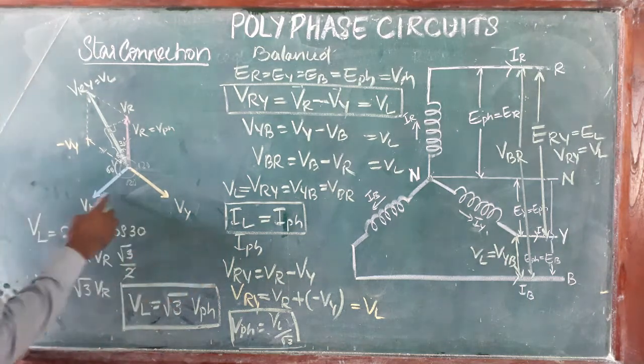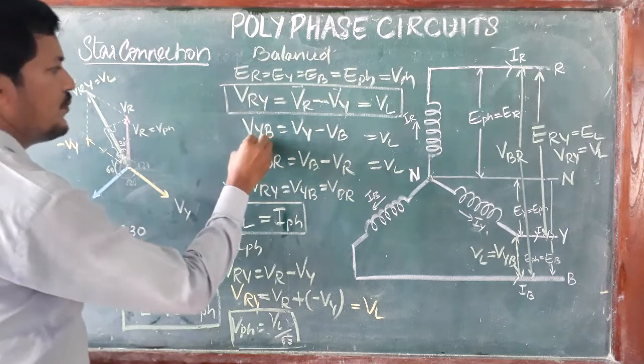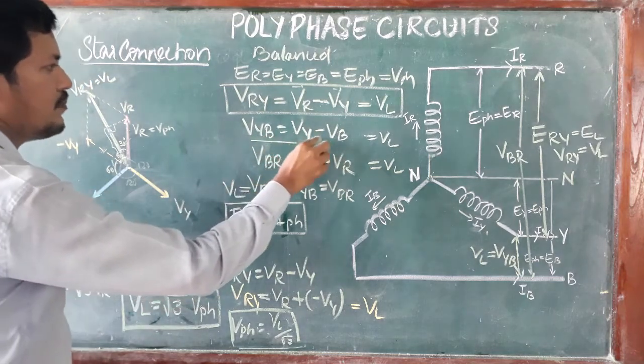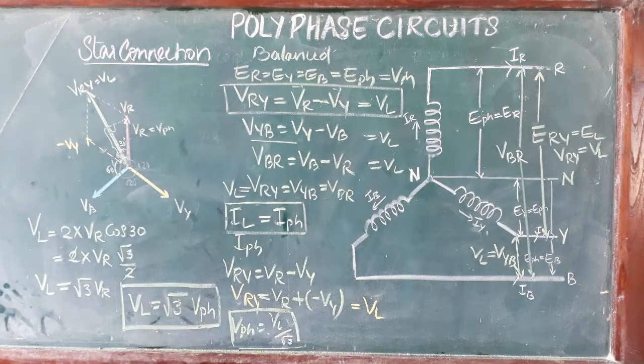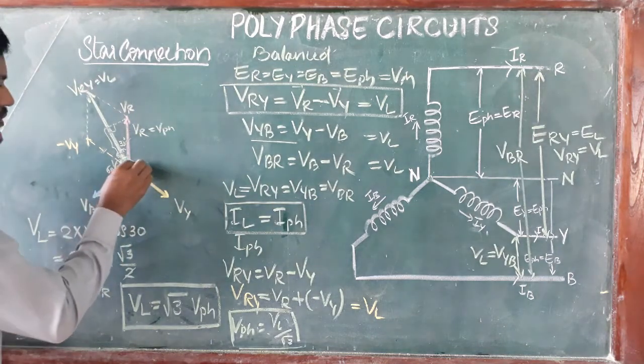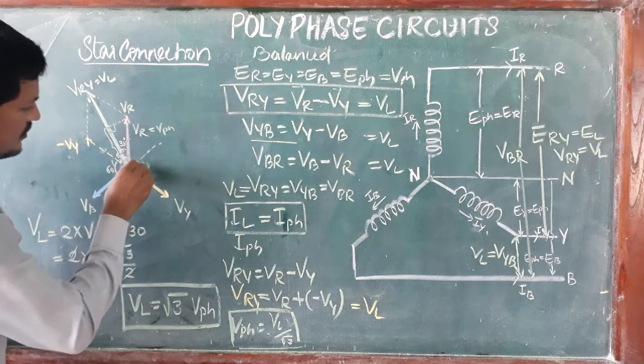Or before that we can find out the other voltage also. Suppose we want to know this one, VYB means VY minus VB. So we have to extend VB also here. VB means here, just extend here, same length.